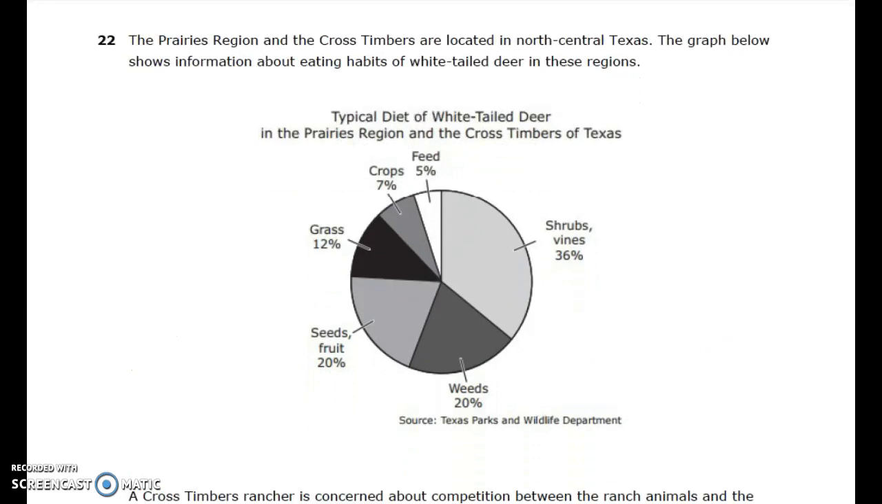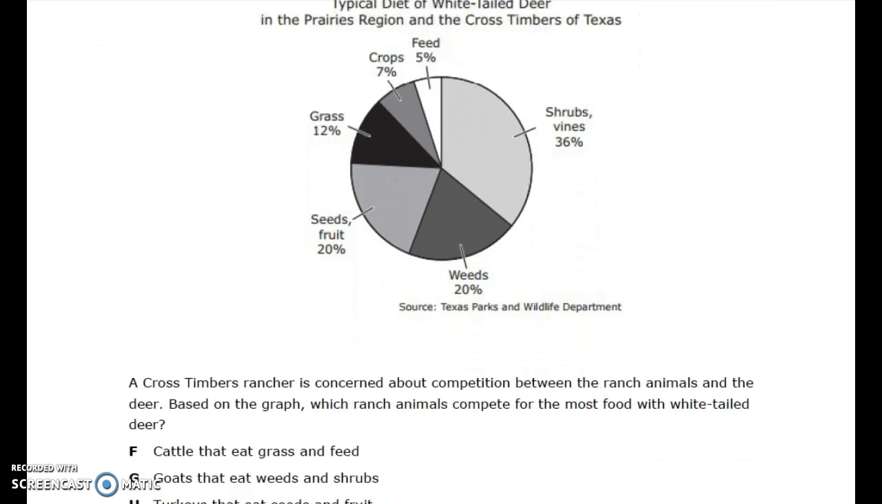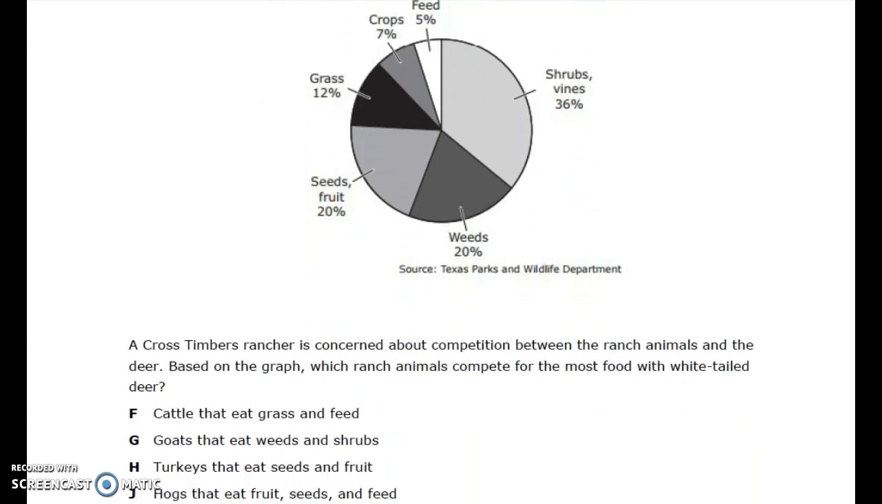Number 22. The Prairies region and the Cross Timbers are located in north-central Texas. The graph below shows information about eating habits of white-tailed deer in these regions. A Cross Timbers rancher is concerned about competition between the ranch animals and the deer. Based on the graph, which ranch animals compete for the most food with white-tailed deer? F. Cattle that eat grass and feed. G. Goats that eat weeds and shrubs. H. Turkeys that eat seeds and fruit. Or J. Hogs that eat fruit, seeds, and feed.